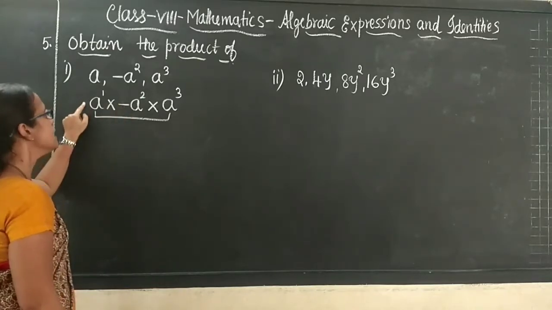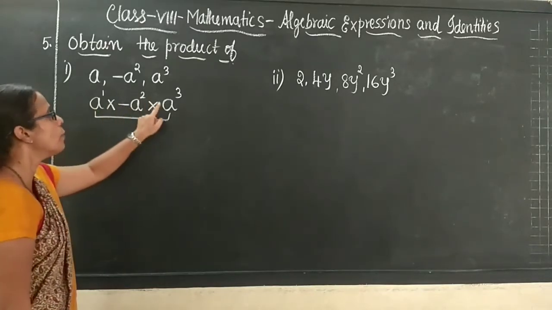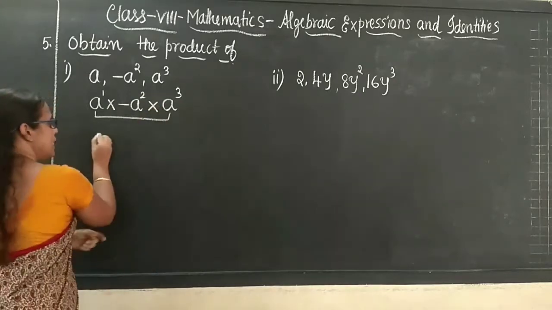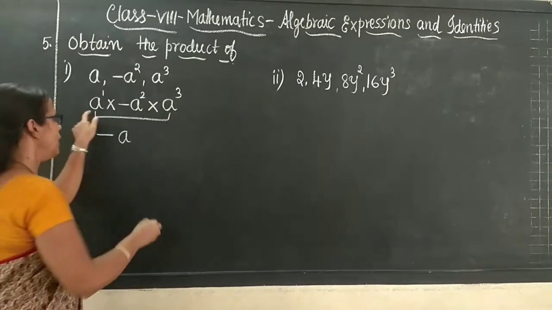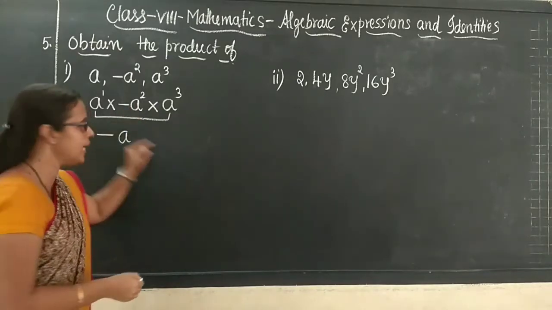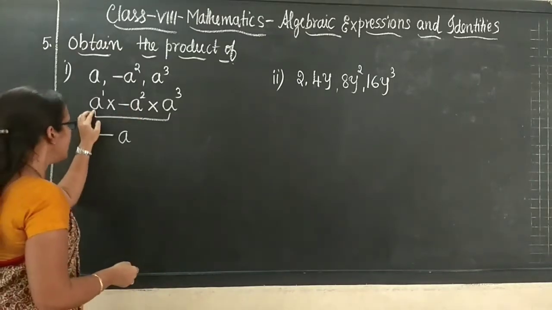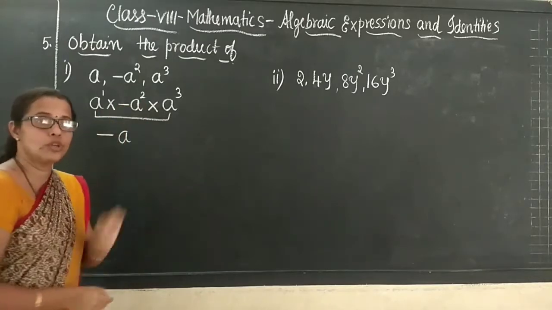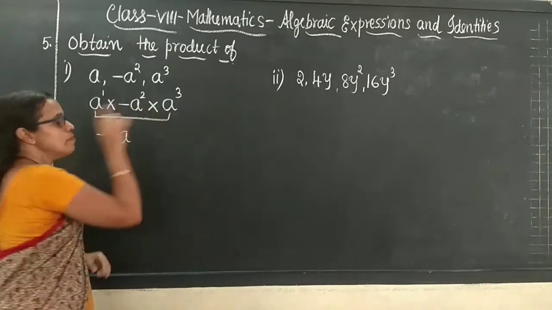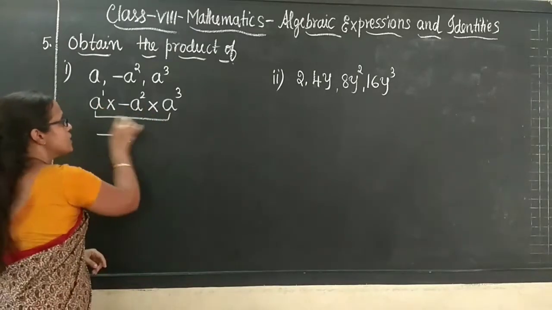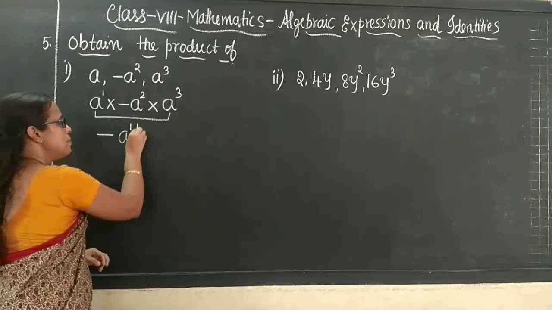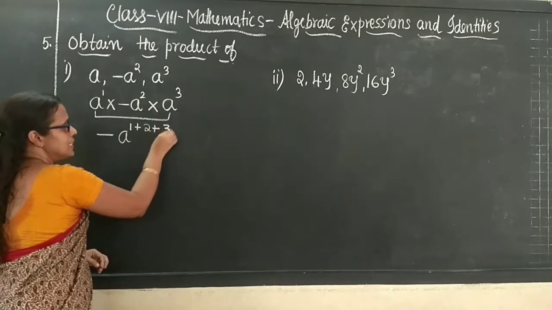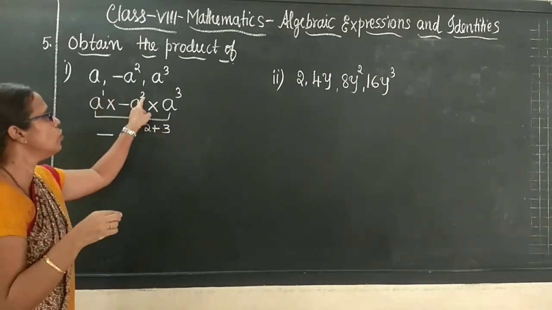Minus into plus is minus. Minus into plus is minus. So what is the sign, children? Minus a. Common base is a. Okay, so when the bases are same, powers we have to add. In the case of multiplication, when all the bases are same, powers we have to add. So 1 plus 2 plus 3.